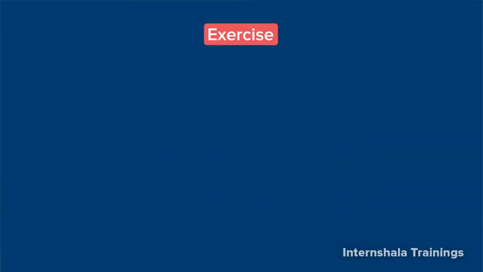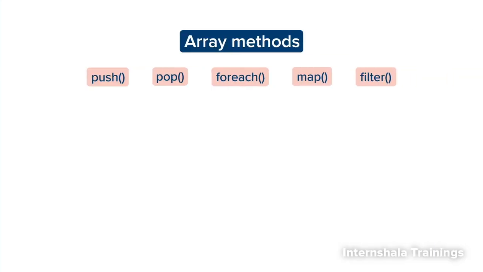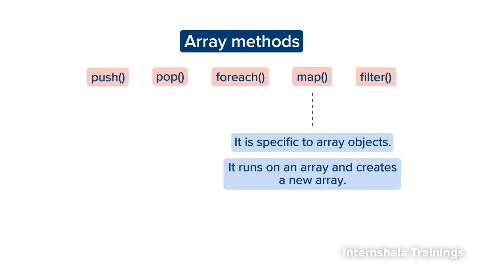Before we proceed further, here is an exercise for you. Write the syntax for this code using an arrow function. Next, we will discuss the map method. It is also specific to array objects. It runs on an array and creates a new array as a result of passing every element of the array to a provided function.